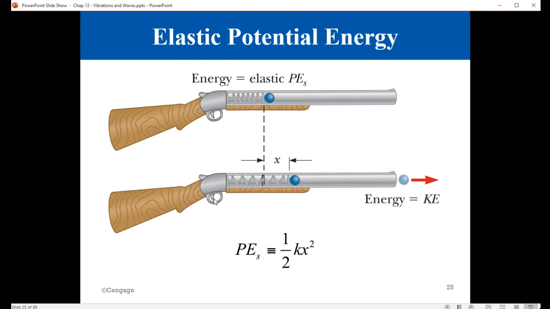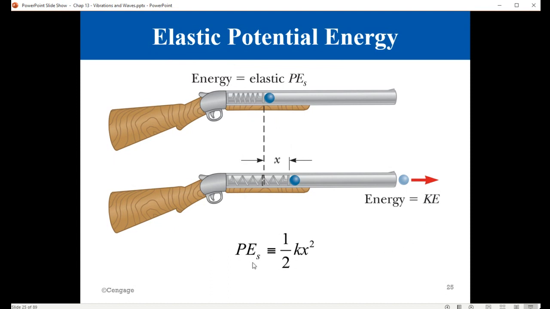Then when we press the trigger, this stored energy will be converted into kinetic energy that will make the ball move and accelerate and leave the nozzle with some kinetic energy. From the conservation of energy principle, we know that the kinetic energy of this bullet here is the same as the stored potential energy. It's the same energy, it is just changing the flavor from potential into kinetic.